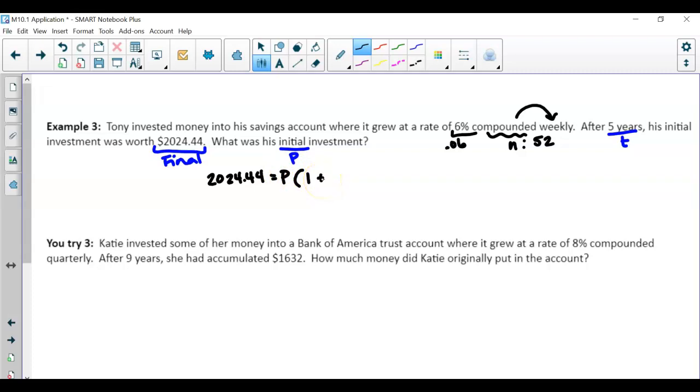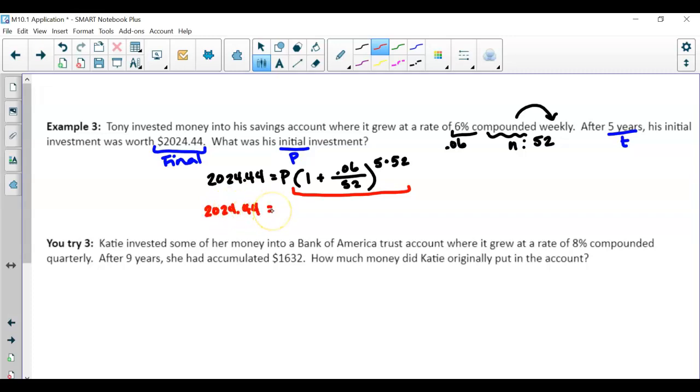Now keep in mind, this is a compounding. So we have our rate 0.06 divided by 52, still raised to the 5 years power, but then don't forget to also multiply by that value of n, which is 52. So now notice here, we can just put that value in the calculator.